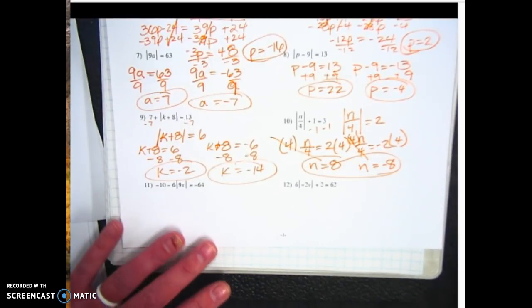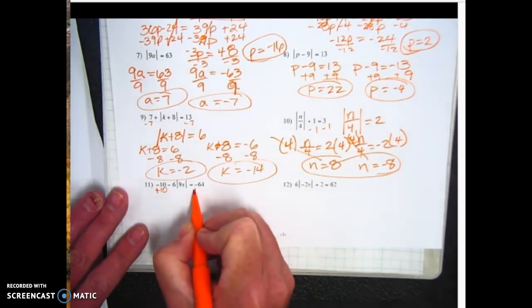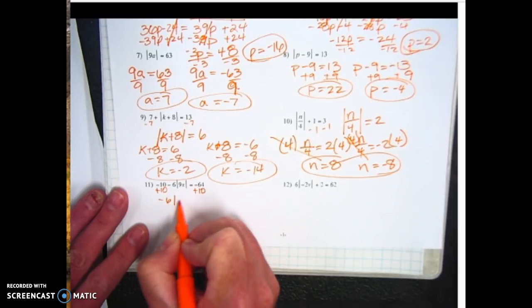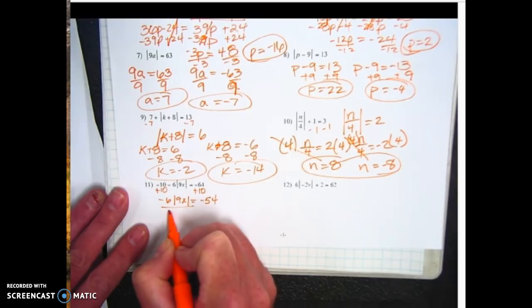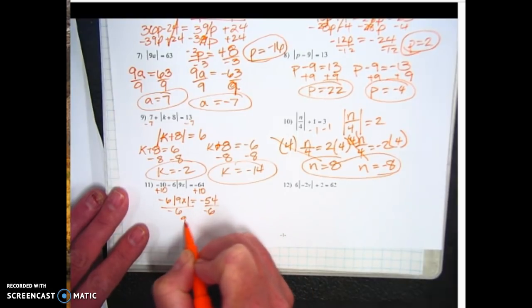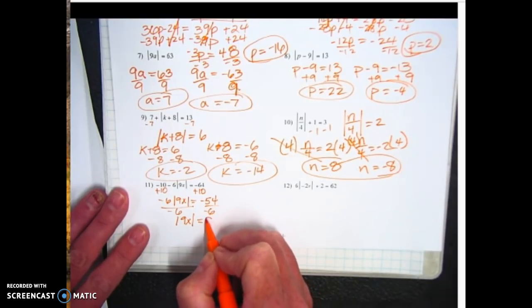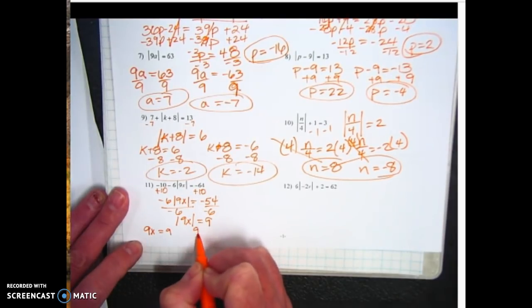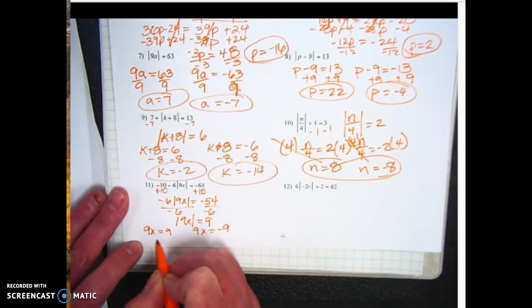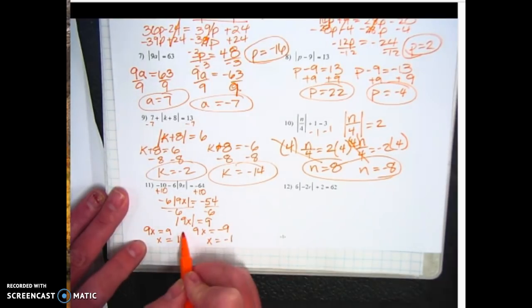All right. Now on number 11, it looks like we have multiple steps to do before we get some isolation. So add 10 to both sides. Divide both sides by negative 6. Finally, isolated absolute value of 9x, and that's positive 9. So now our two equations are 9x equals 9, and 9x equals negative 9. So this one's going to be x equals 1, and this one's going to be x equals negative 1.